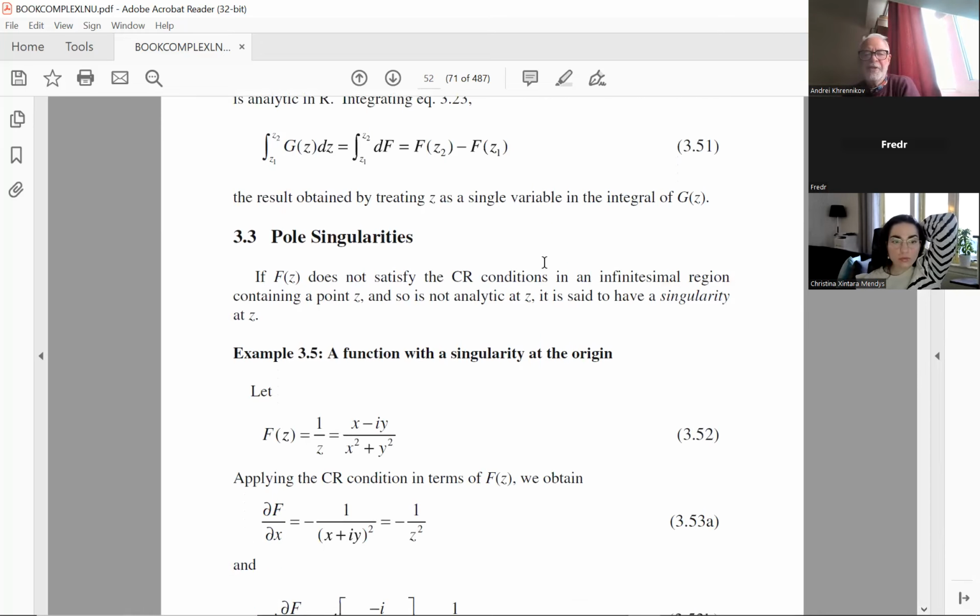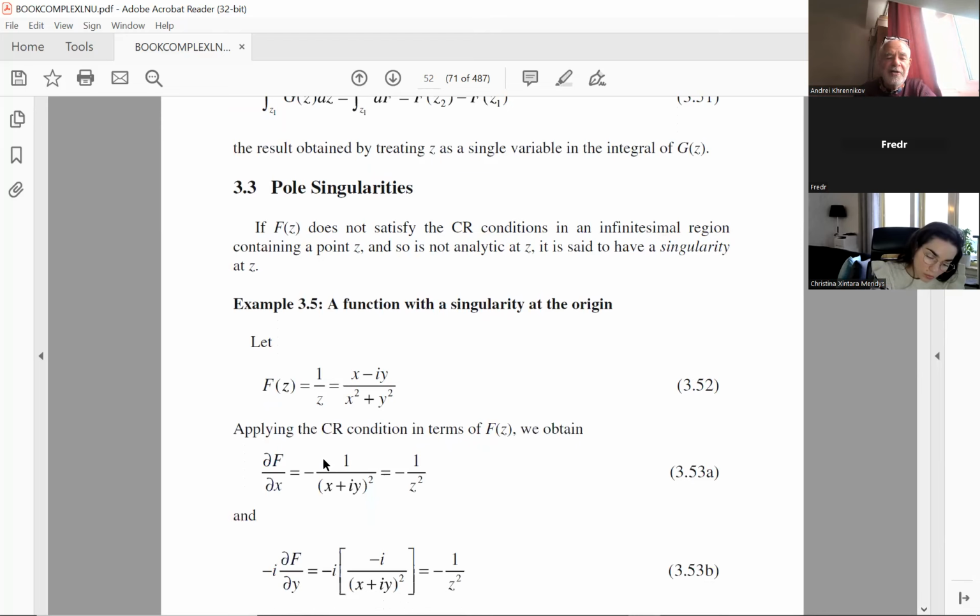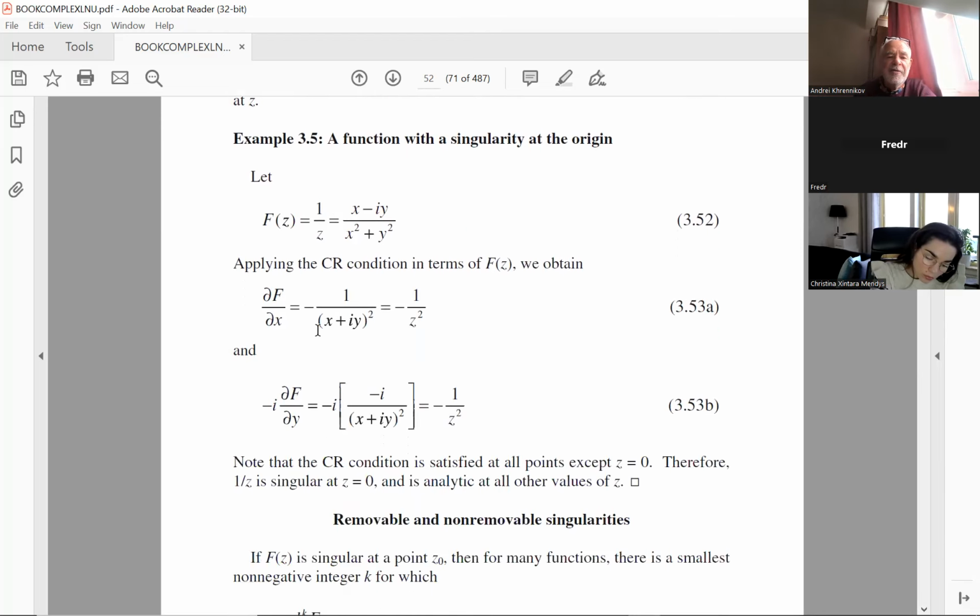Now we go to singularities. So life is not so good, and we have many functions which have problems in some points, which are not analytic. For example, consider the function 1 over z. It is clear that at the point z equals 0, this function goes to infinity. It's not defined. So this function is not analytic at the point z equals 0.